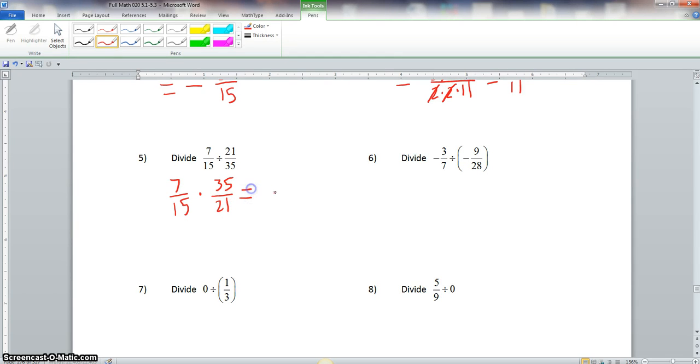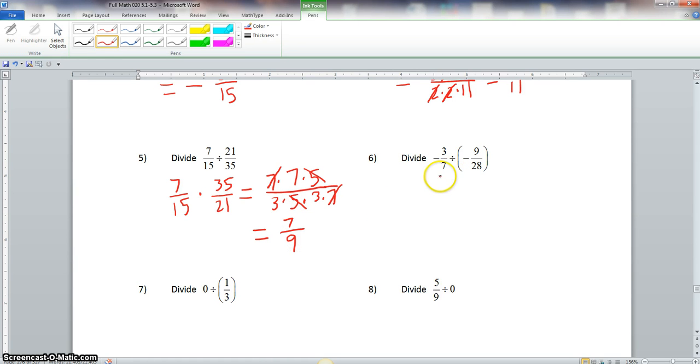Now again, we could break this up into prime factorization. 7 is prime, and the prime factorization of 35 is 7 times 5. Now for our denominator, 15's prime factorization is 3 times 5. 21's prime factorization is 3 times 7. Now we simplify out all of the terms they have in common. They have a 7 in common, and we also have a 5 in common. Now for our final answer, our numerator is 7, our denominator is 9.